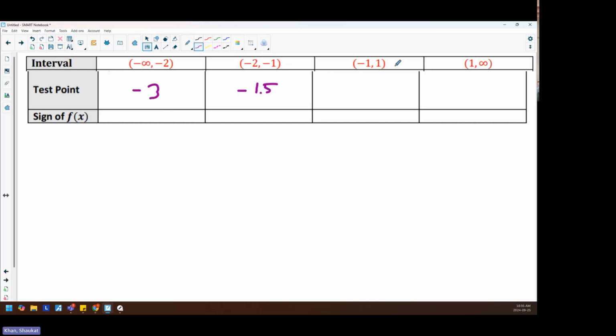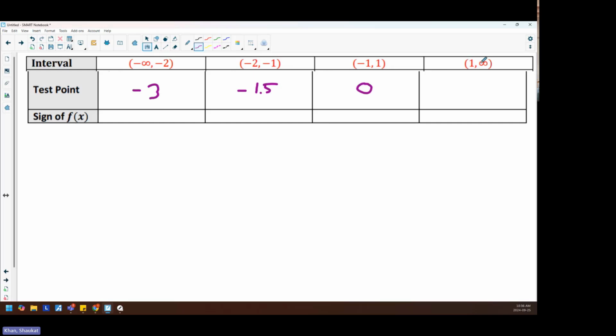Between -1 and 1, this is where a nice point that I always like to take whenever I have a chance to take, and that's 0. Why? Because when we're substituting 0 into our equation, it makes the calculation so much easier. So a number between -1 and 1, well, 0.